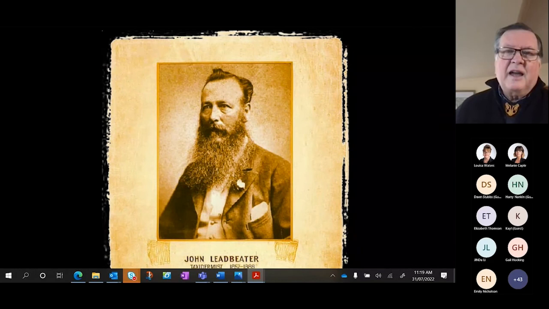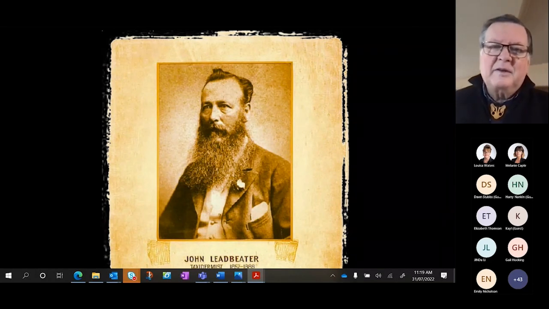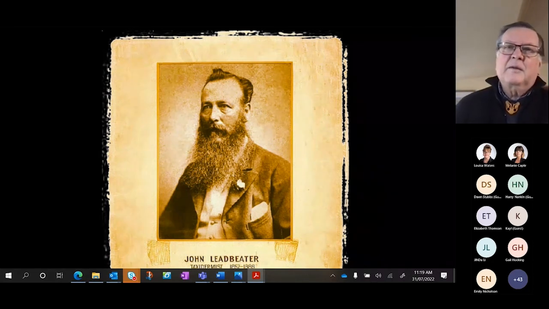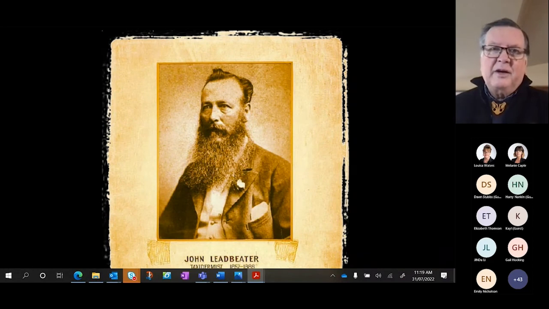And the name Leadbeater came from John Leadbeater, who was the taxidermist who prepared those two initial specimens. And McCoy, who described it, never saw another one. Go on.